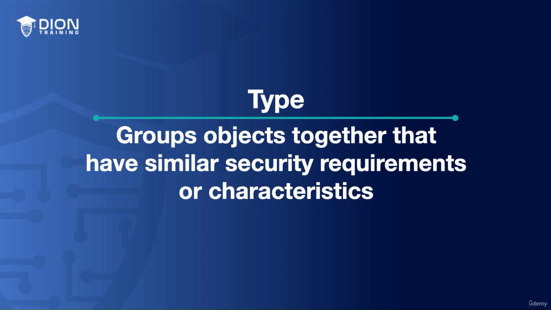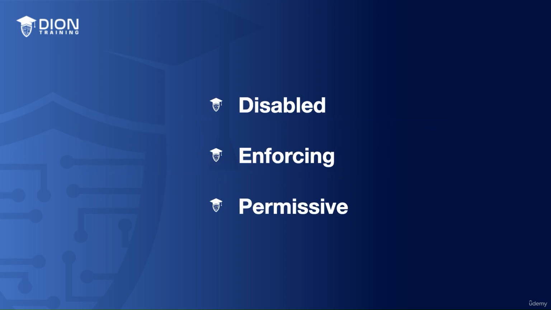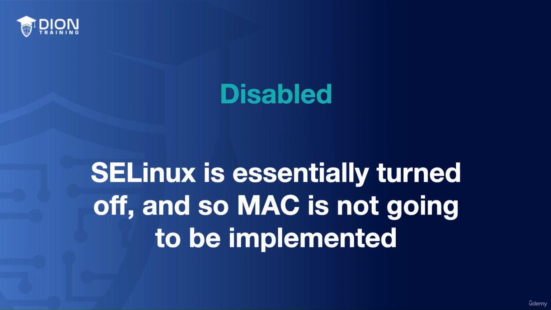Now, another feature of SELinux that's considered optional is a fourth context, and this is called a level. This level is used to describe the sensitivity level of a given file, directory, or process. When we use levels, we call this a multi-level security context, and it enables you to further fine-tune and constrain access even when the main three contexts are being fulfilled, because this fourth one may not be. Now, SELinux also has three different modes that we need to cover. These are called disabled, enforcing, and permissive. Now, in disabled mode, SELinux is essentially turned off, and so MAC is not going to be implemented, and instead, we're going to rely on the default DAC method inside the file system.